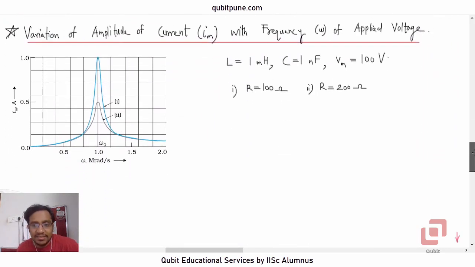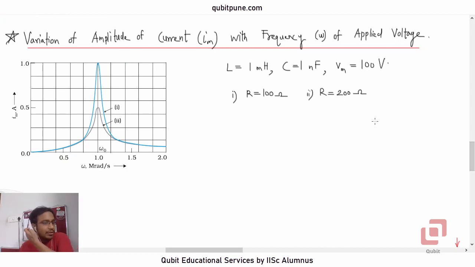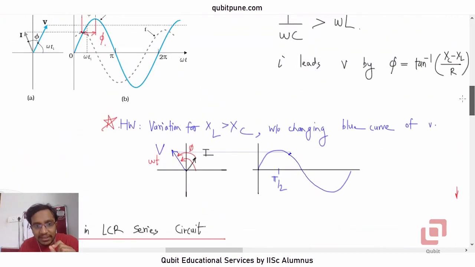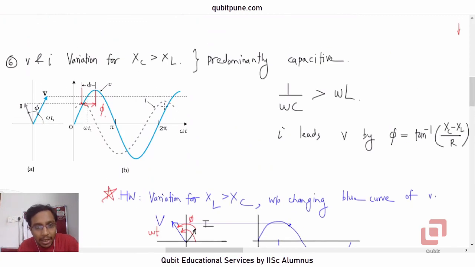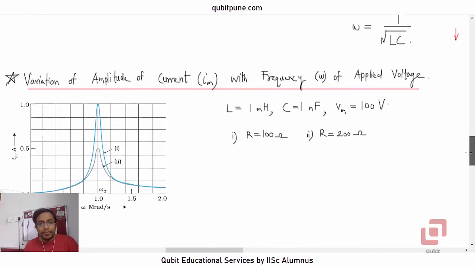Now let us analyze this figure from your book, which talks about variation of amplitude of current. I'm not saying variation of current itself. Current always varies, right? Because current changes sinusoidally, we know that. So this is amplitude of current. Amplitude basically refers to how large is this value. That is the current amplitude.